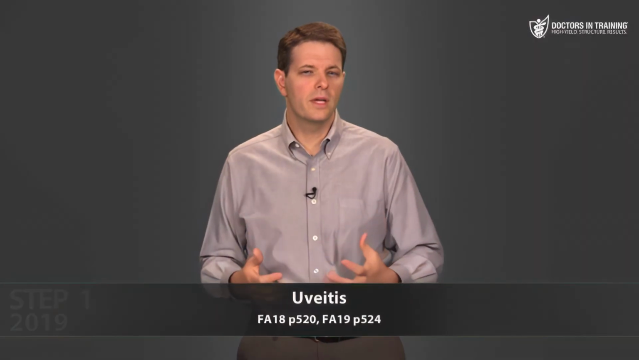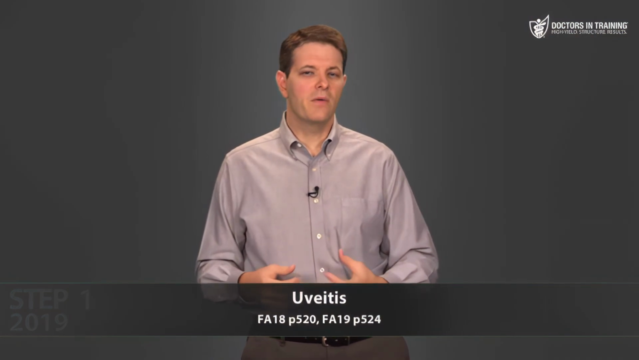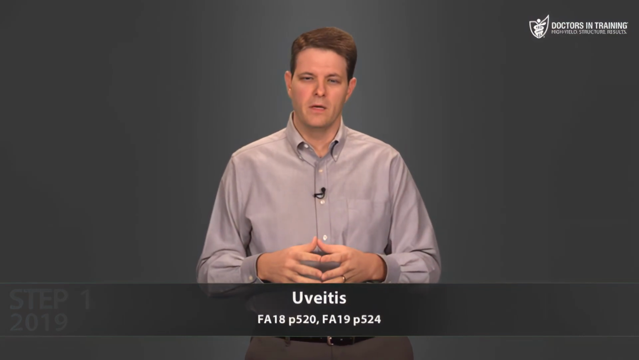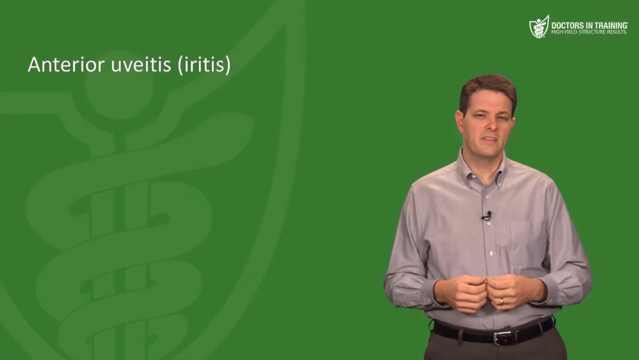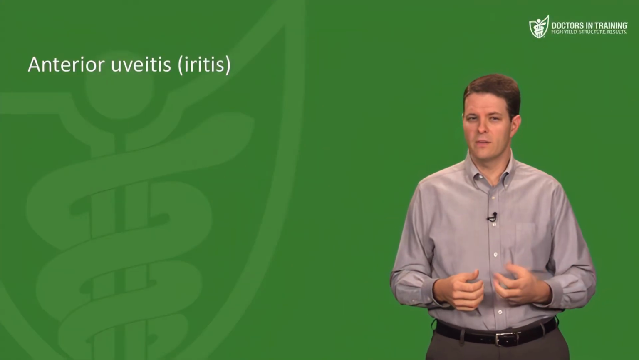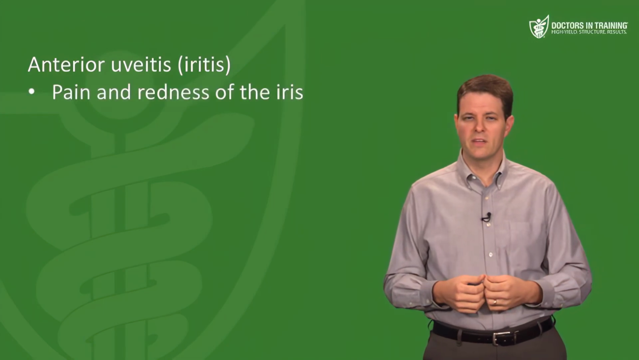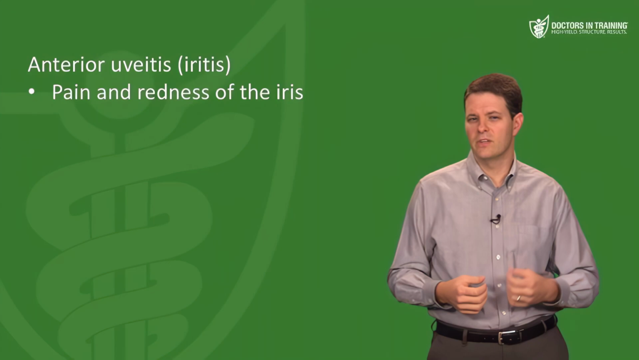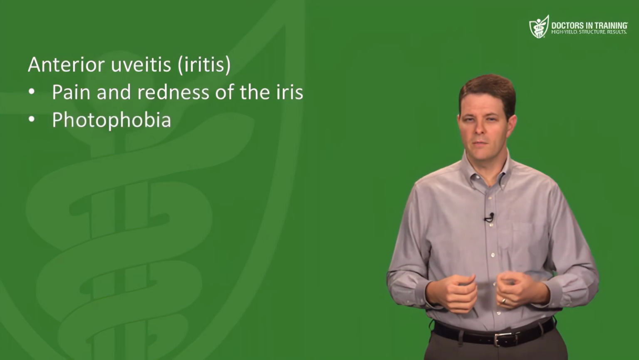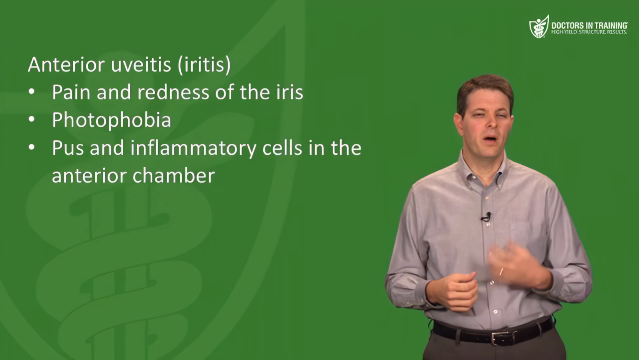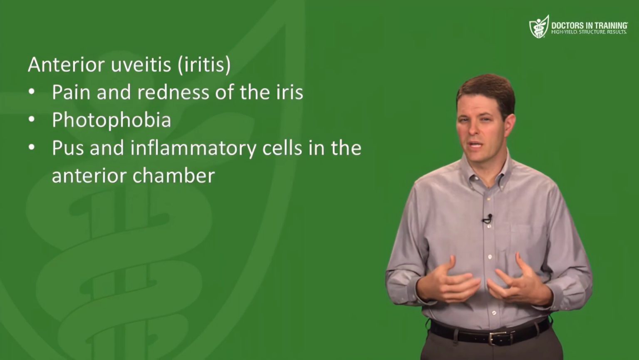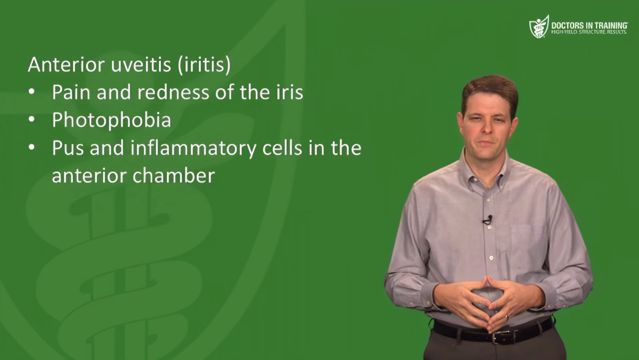Once you pass through the cornea and the anterior chamber, you reach the iris, or the colored part of the eye. And we said that the iris was part of the uvea, which is that vascular layer that's sandwiched between the sclera on the outside and the retina on the inside. And when the uvea becomes inflamed or infected, that's called uveitis. Now, sometimes this is anterior uveitis or iritis, which causes pain and redness of the iris, and that redness often extends into the conjunctiva as well. There can be photophobia or light sensitivity, and you can sometimes see pus or inflammatory cells in the anterior chamber, kind of pooling up inside the cornea.